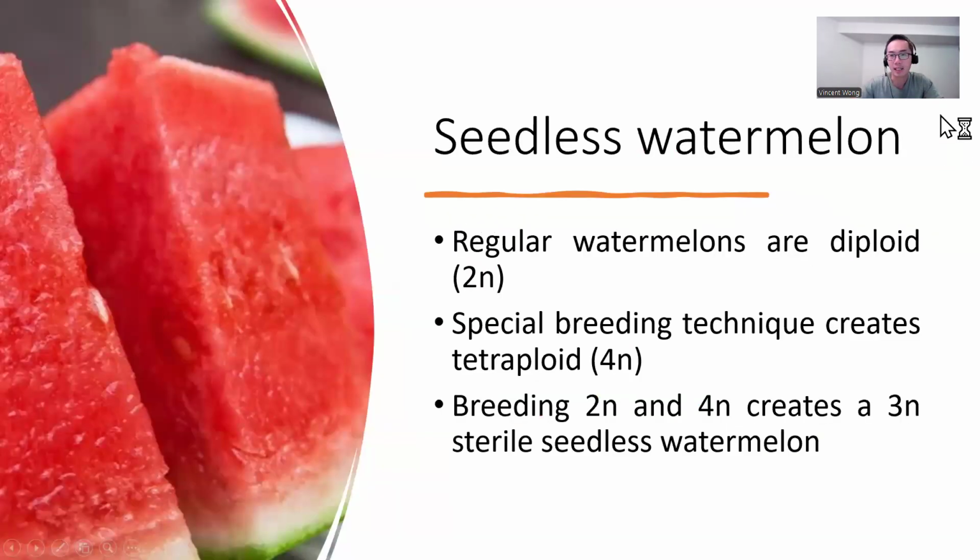Now, one of the questions I had growing up was how do you get seedless watermelon? To grow a plant, you need a seed, but how do you grow a plant that has no seed? Well, it turns out the answer is quite interesting. Regular watermelons are diploid. That's the kind of watermelon that has the black seeds in them, right? Those are diploid, two full sets of chromosomes. And then they use a special breeding technique, which we're not going to go into, but that creates tetraploid watermelon. So these are watermelons that have 4 sets of chromosomes.